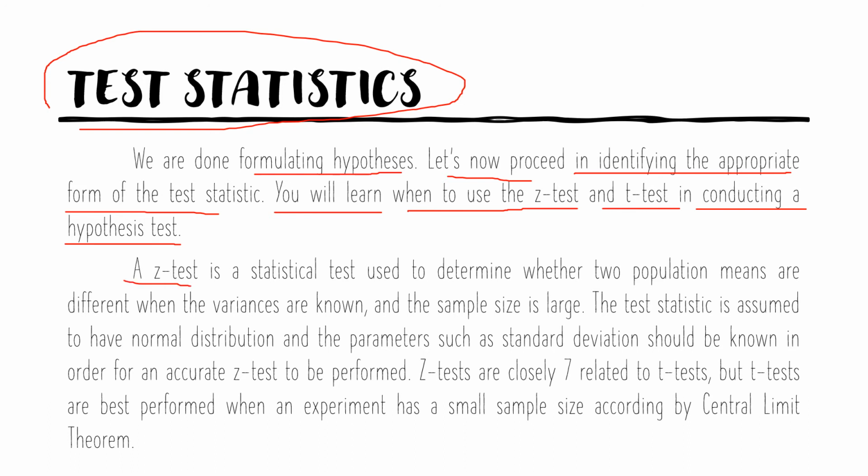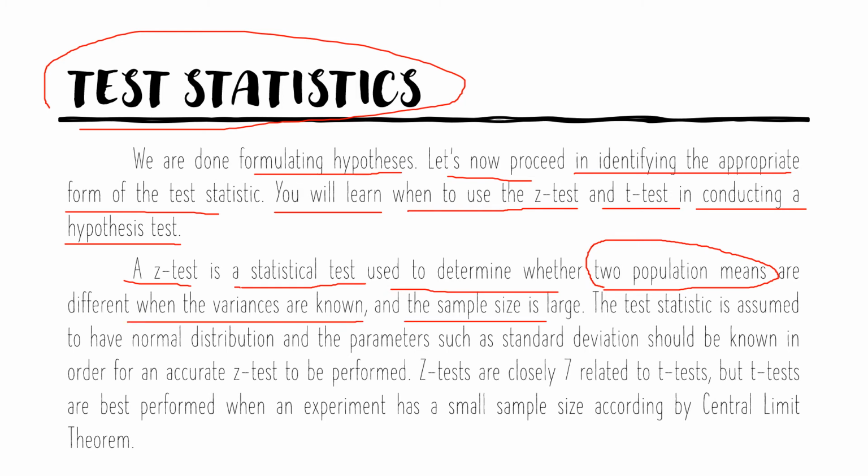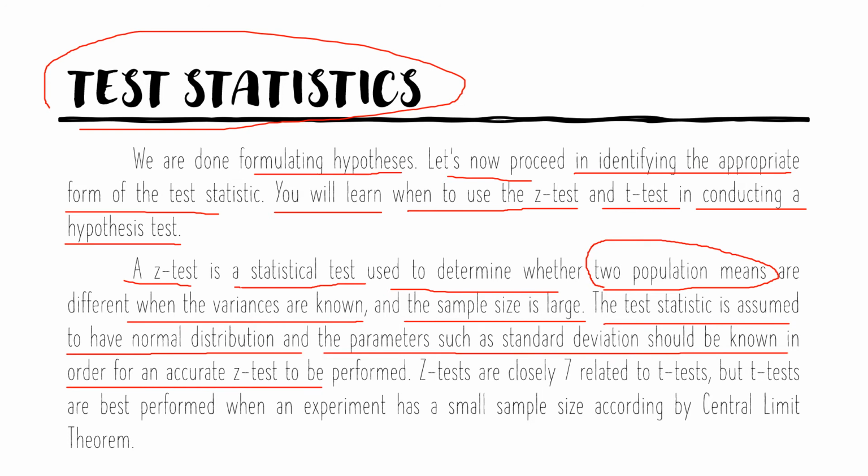A Z-test is a statistical test used to determine whether two population means are different. Please do take note of this. We simply use the Z-test when the variances are known and the sample size is large, when you say that your sample size is 30 or greater than 30. The test statistic is assumed to have a normal distribution, and parameters such as the standard deviation should be known in order for an accurate Z-test to be performed.